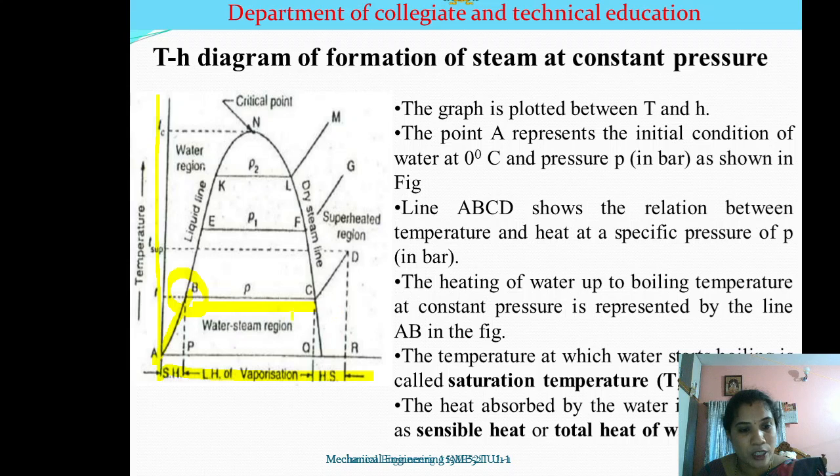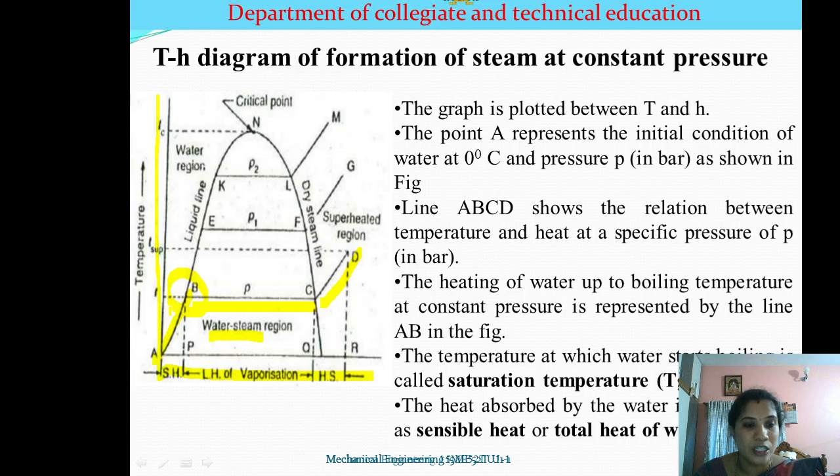If we further continue heating, there will be a change of phase during the process B to C, from water to steam. Again, if you further continue heating, from C to D, the superheated region will be obtained.